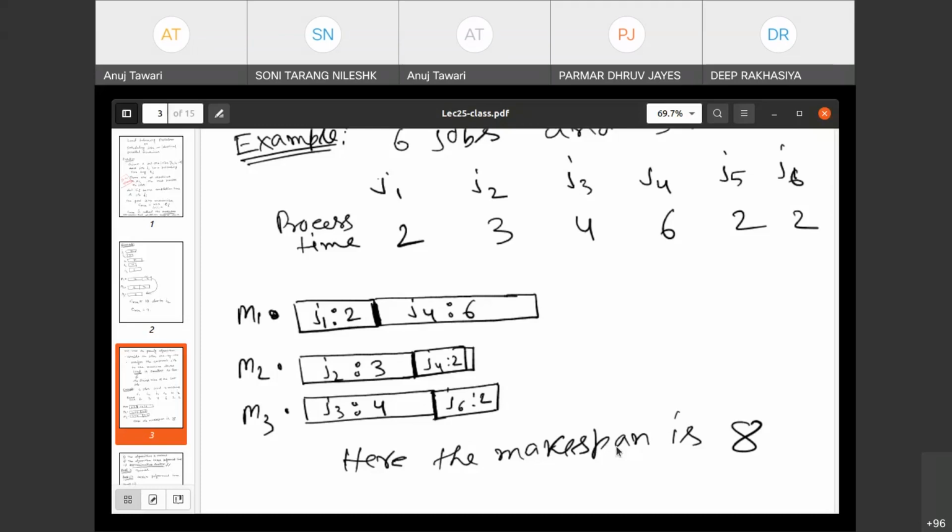And now we want to show that no matter what values you give me, this makespan will be very close to the optimal. In fact, I want to argue that it will be at most twice the optimal solution.